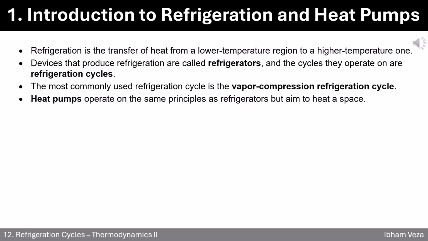Refrigeration is all about moving heat from a cold area to a hot area. That's why your fridge feels warm at the back, even though it keeps your food cold inside. The device that does this job is called a refrigerator, and it follows a specific set of steps we call a refrigeration cycle. The most popular one is the Vapor-Compression Cycle. It's the workhorse behind almost every household refrigerator and air conditioner.